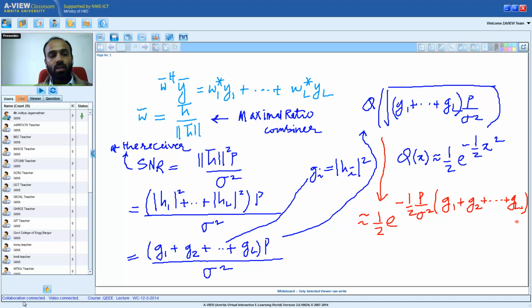What is remaining now is I have to compute the average bit error rate. Is that correct? I have to compute the average bit error rate. So this is the instantaneous bit error rate, or this is the current BER as a function of the channel gains.